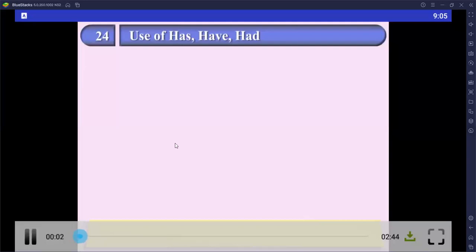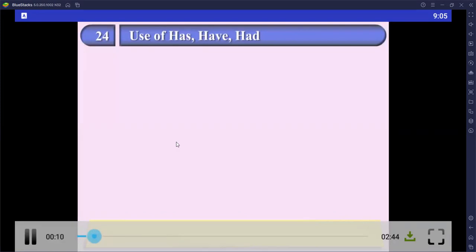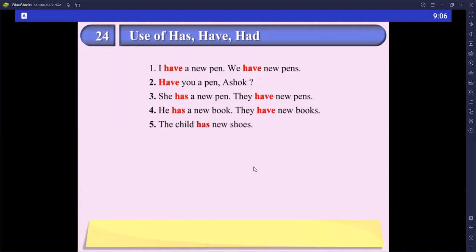Use of has, have, had. Look at these sentences. I have a new pen. We have new pens. Have you a pen, Ashok? She has a new pen. They have new pens. He has a new book. They have new books. The child has new shoes.